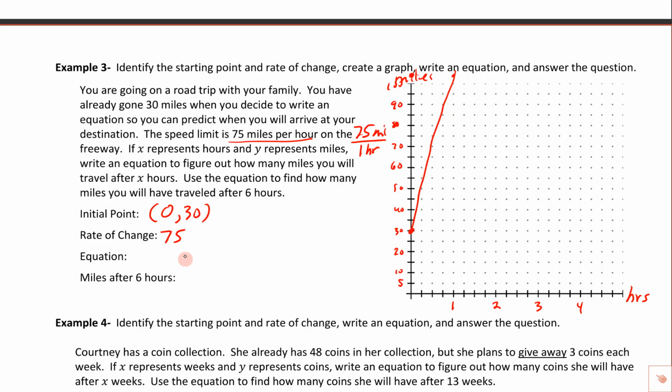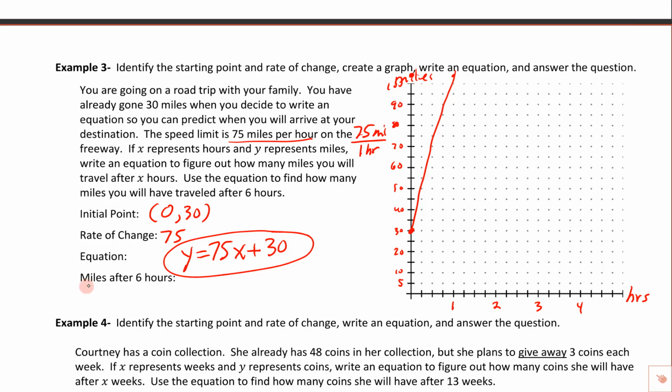So our equation would be y equals our slope, or our rate, 75x, plus our starting point, which is 30 miles. So there we go right there. Now, 6 hours is way off our chart right here. It would be way off the graph, way off the top of the screen.